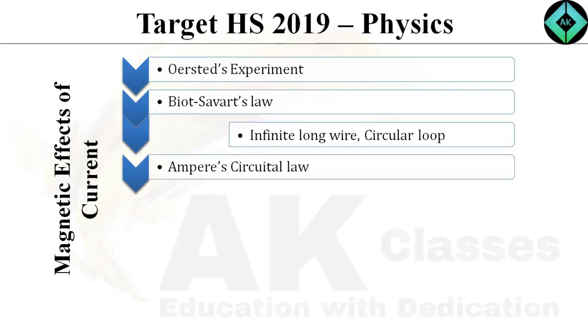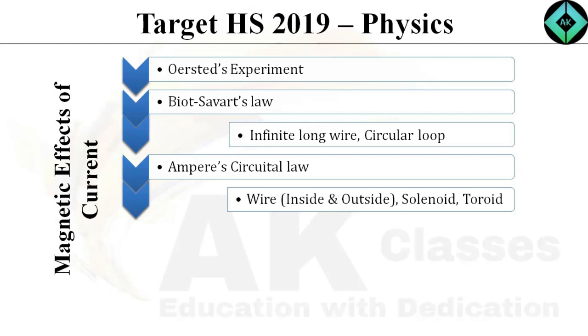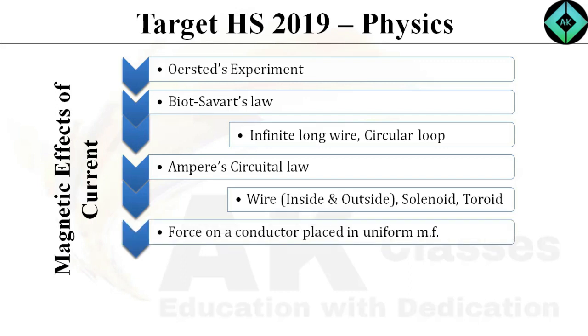Following up, we have the Ampere's circuital law and its applications to find the magnetic field intensity due to a wire, a solenoid and a toroid. Remember that for the wire we have two cases, point of observation outside and point of observation inside the wire. Both are important.